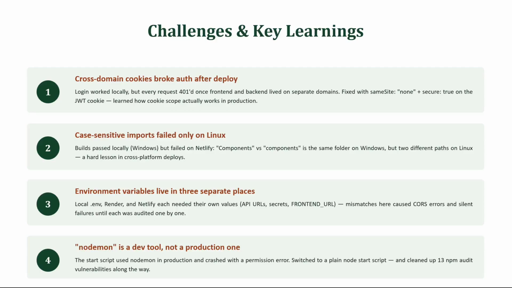And finally, I learned that Nodemon, which is great for local development because it auto restarts your server on file changes, is not meant for production. My start script was using it in production, which caused a permission error and crashed the deploy. Switching to a plain node start command fixed it. And while I was in there, I also cleaned up a batch of outdated vulnerable npm packages.